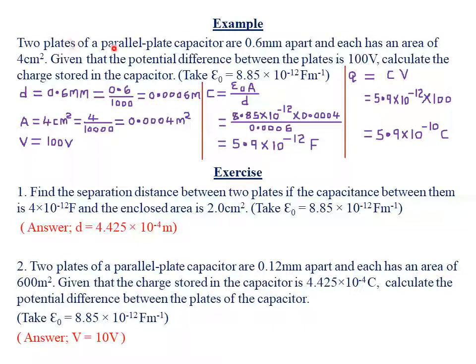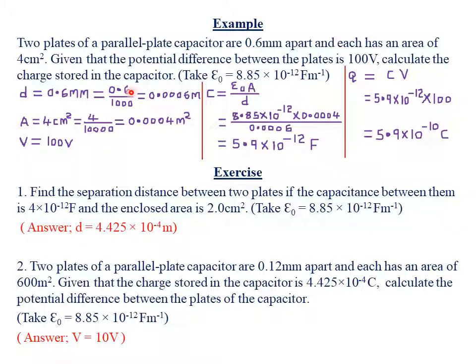So we are told that two plates of a parallel plate capacitor are 0.6 millimeters apart. So if the plates are 0.6 millimeters apart, it means that 0.6 millimeters is the distance of separation between the plates. Therefore, the distance of separation D is 0.6 millimeters. Then we know the SI unit for length is meters. Therefore, I'll convert the millimeters into meters.